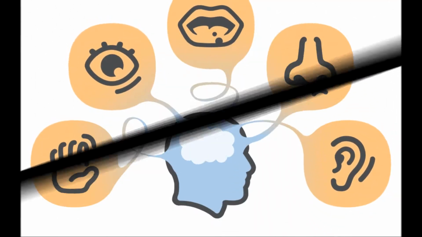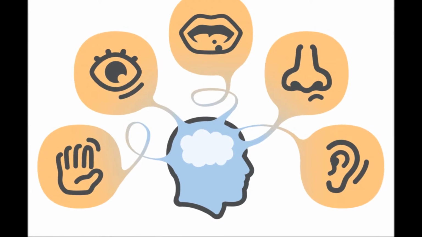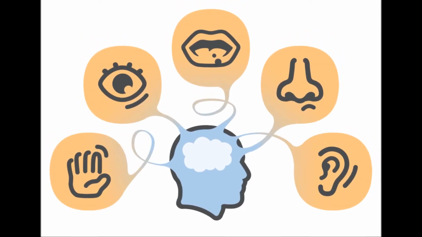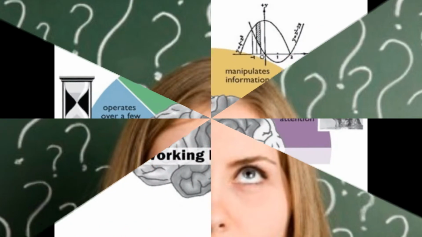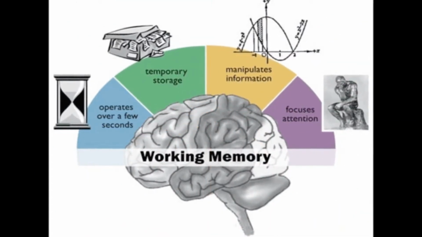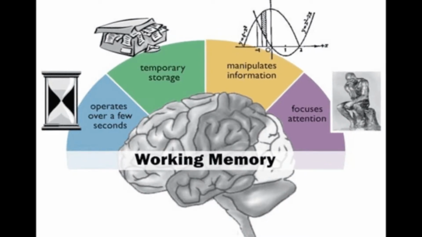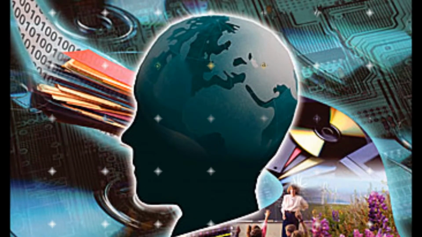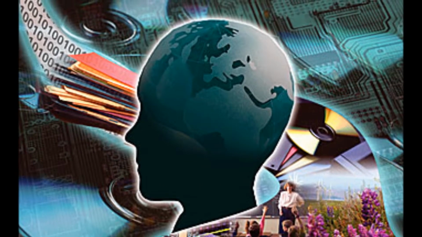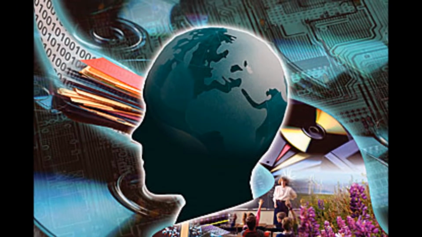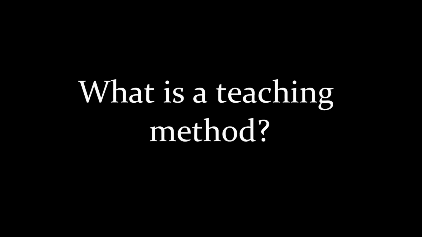Sensory memory is the ability to memorize and retain sensory information in a short-term period. Short-term memory refers to the information we are currently thinking of. It is also called working memory because it is where the thought process takes place and where information is processed mentally. Long-term memory includes the storage of information which is preserved over a long period of time. But what is a teaching method?